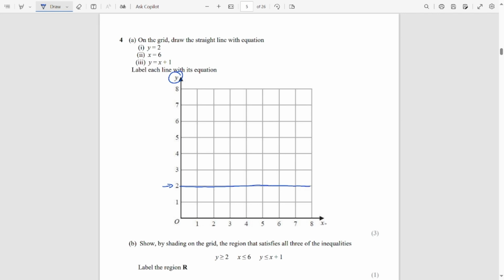And then x is 6. Again, I find the x-axis, which is here. I find 6, which is here. And then I'm going to draw this straight line on. You guys will obviously use a ruler. We are done. And then I have y is equal to x plus 1.